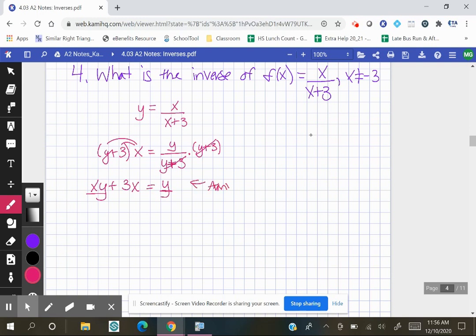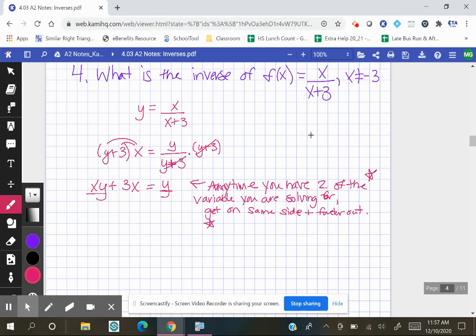So anytime you have 2 of the variable you're solving for, you want to get them on the same side. And then what you're going to do is factor it out. So everything that doesn't have that variable, you want to bring to the other side.